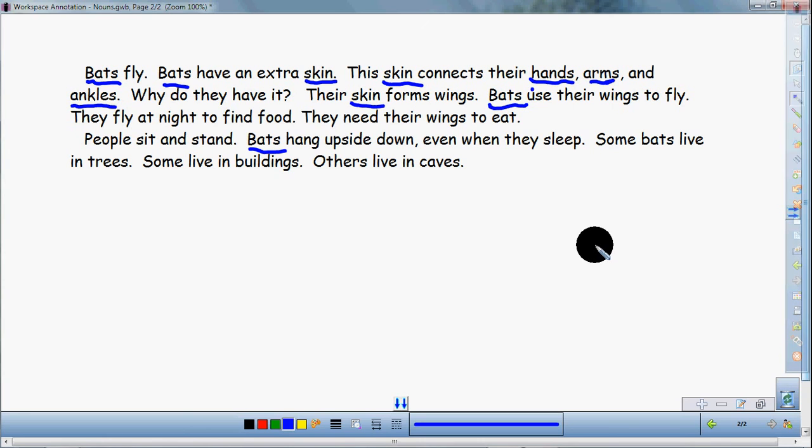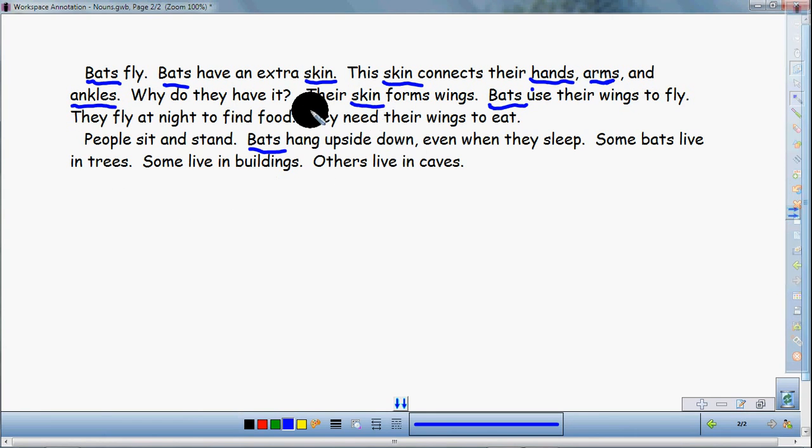Why do they have it? Now, they are people, but they is in the category of a pronoun. Pronouns take the places of people, places, or things. So we do not count they and their as nouns. They are pronouns. So wherever you see the word they, that's not going to be counted as a noun.